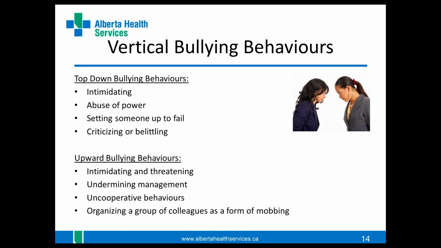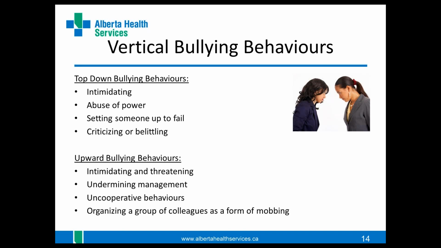And some examples of top-down bullying might be intimidation and abuse of legitimate power, like threatening or implying unjustified discipline or job loss. Setting someone up to fail, like excluding them from vital communications that they need to do their jobs, or criticizing or belittling someone in front of others.